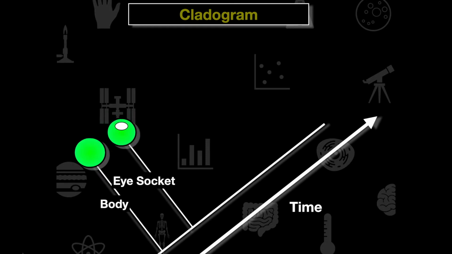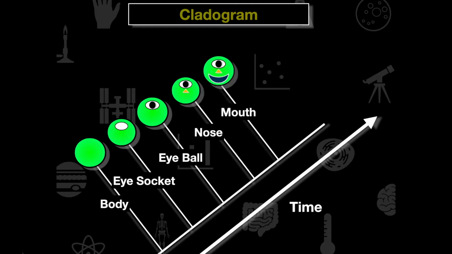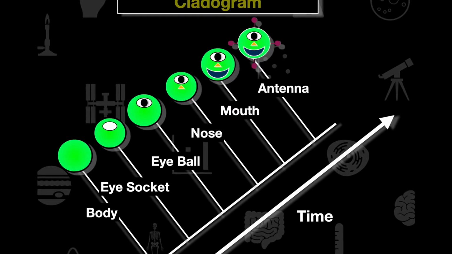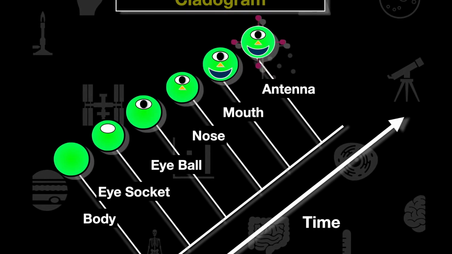Now let's say I gathered that first individual. I think that individual came first because it is the simplest. I'm going to say the individual with the eye socket came next, then a full-blown eyeball, then the individual with just the nose and the eyeball, then we have an individual with the eye, the nose, and the mouth, and then eventually we see this individual with an antenna here, and they have the antenna, the eye, the nose, and the mouth.